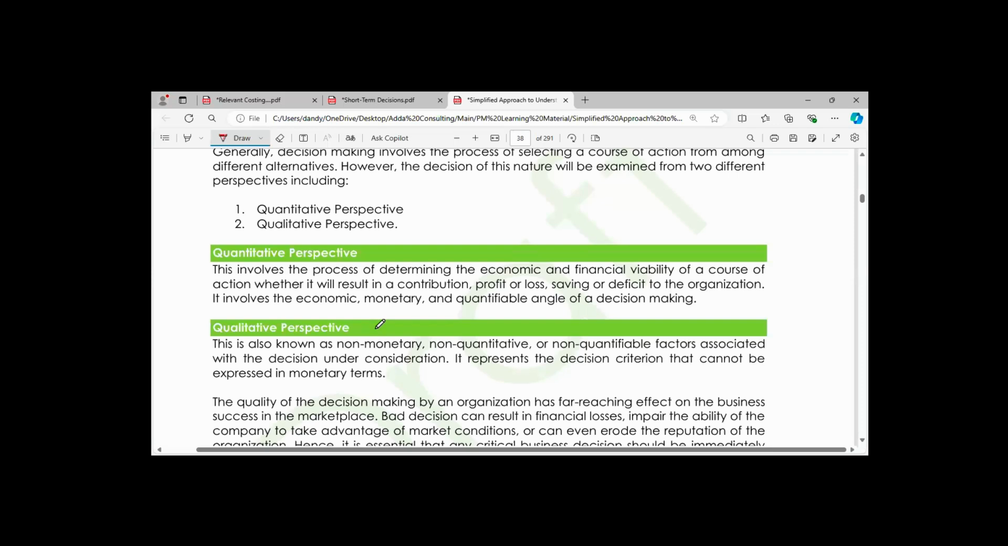So as a management accountant, just do your analysis, be professional, do your recommendation, suggest to the management, advise the management appropriately, okay? And then allow the final decision maker to close the deal.